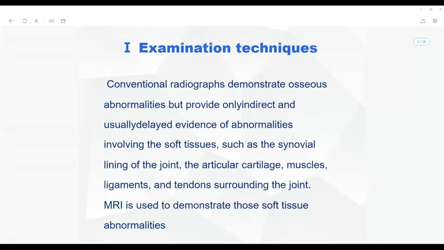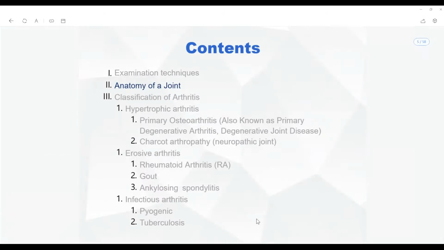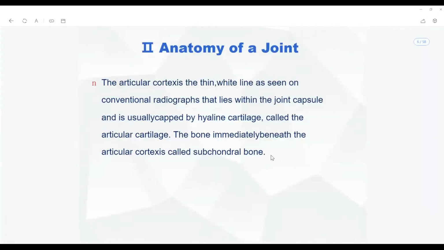Now, why I told you about this disease is that if there is a condition we suspect that is related to the soft tissues, the synovial lining of the joints, articular cartilages, muscles, ligaments, and tendons surrounding the joint, for all of them we are not going to look at an X-ray, but we are going to look for an MRI. So first, we are going to learn about the anatomy of the joint, particularly the radiological anatomy here.